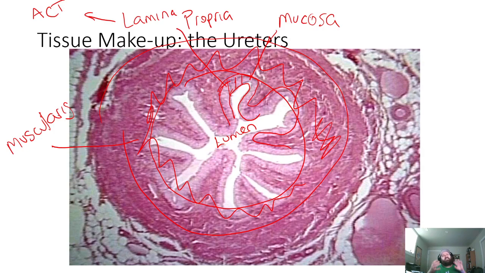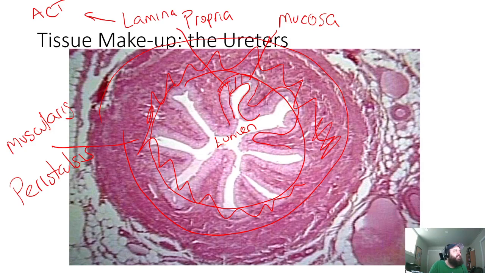When we talk about these layers of smooth muscle in the muscularis of the ureter and also within the bladder, the primary function of these structures is one thing and one thing only, which is peristalsis. Right? And I know you know what peristalsis is from talking about the digestive system. It's the same thing in terms of moving urine through the urinary system.